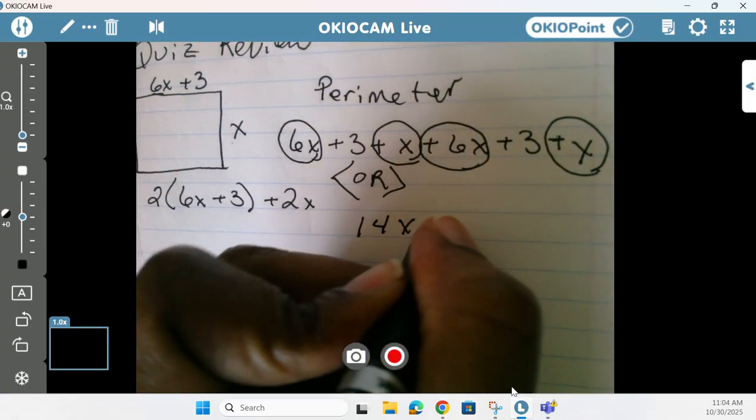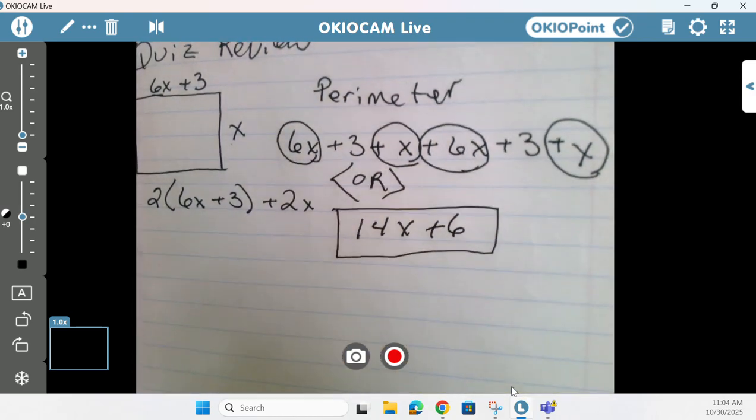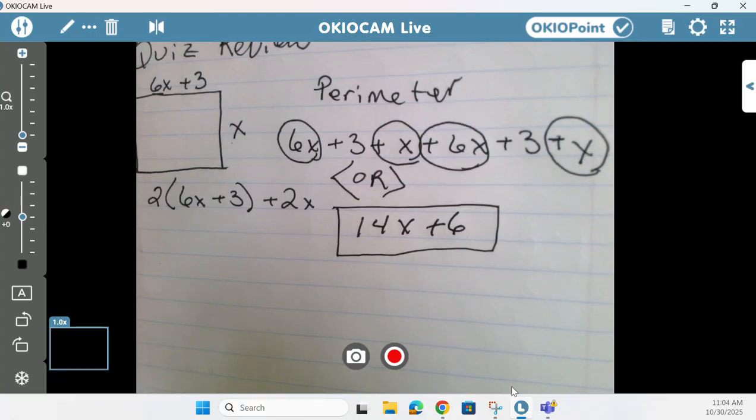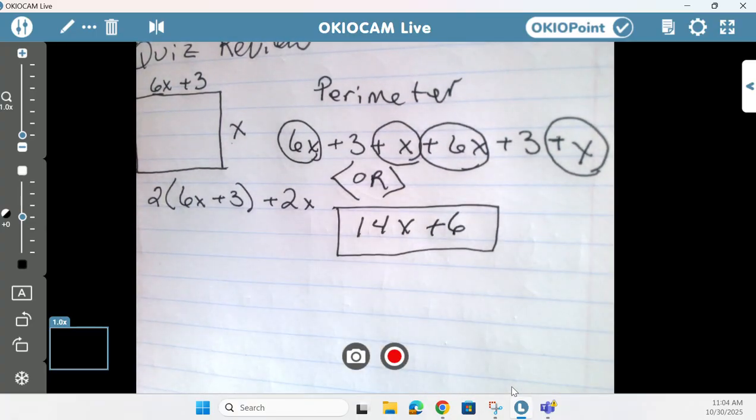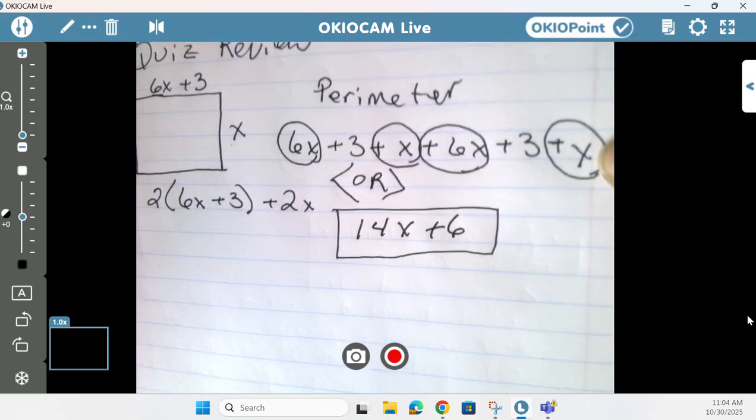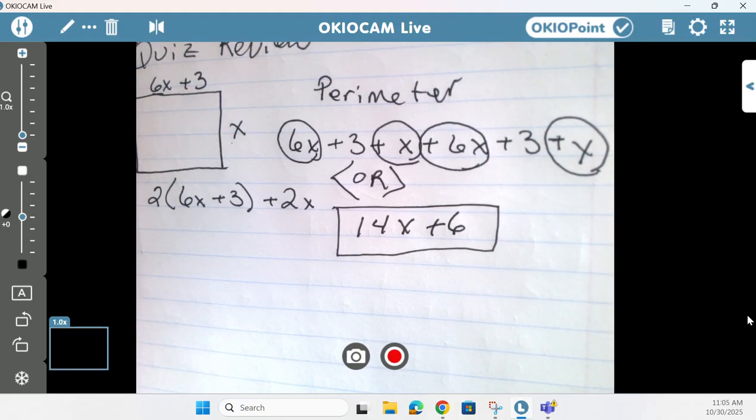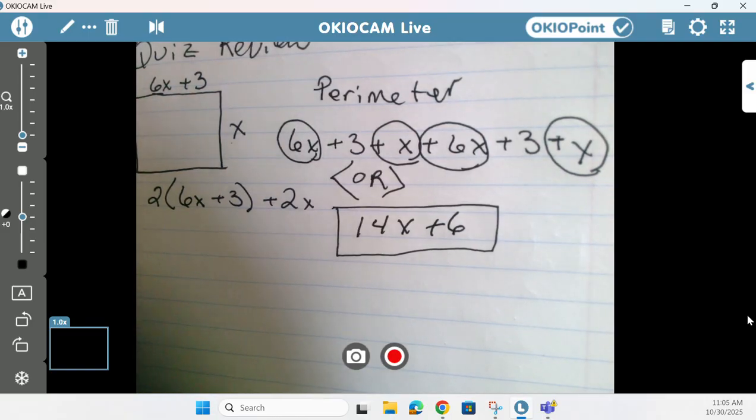Alright, so 14x plus 6 is going to be the perimeter of the figure. If you want to make sure it's right, please feel free, come over here to Desmos and put this in for y equals. If it's the same line, you know it's right. Problem number 2.